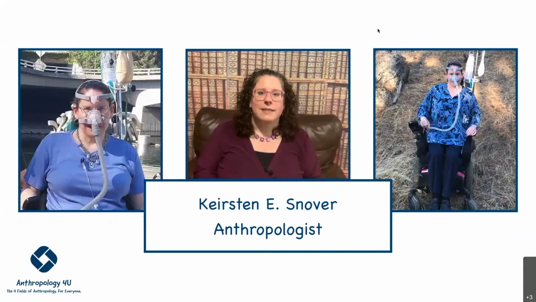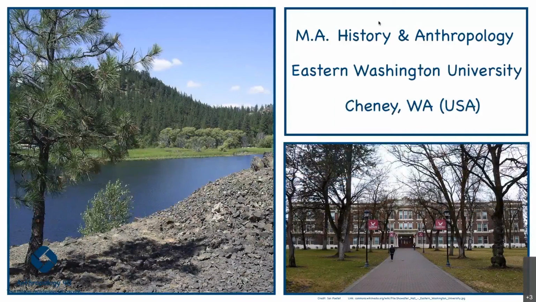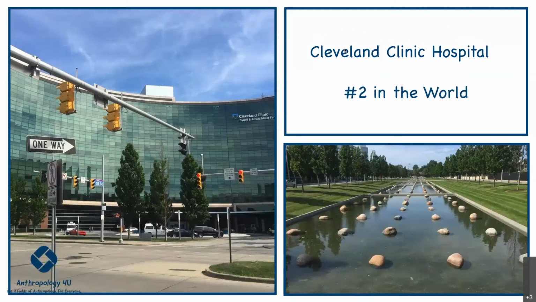Okay, let's get started. Once again, my name is Kirsten and I'm an anthropologist. I have 2 master's degrees in anthropology, and you can see from the photos that I am also disabled. My first master's degree is in interdisciplinary history and anthropology from Eastern Washington University in Cheney, Washington. My second master's degree is in medical anthropology from Case Western Reserve University in Cleveland, Ohio, which is one of the top 40 universities in the United States. I have also worked as a medical anthropologist for the Cleveland Clinic, the #2 hospital in the world.